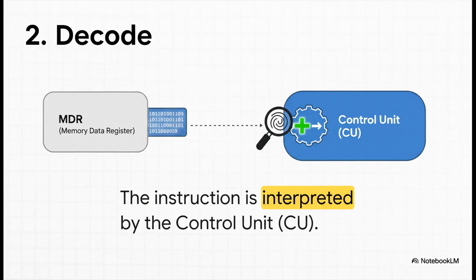Next up is decode. So the instruction that we just fetched gets handed over to the control unit. And just like a director reading a line from a script, the CU's job is to interpret or decode what this instruction actually means. Is it a math problem? Does it mean we have to move some data around? The CU figures all that out and gets the right components ready for action.